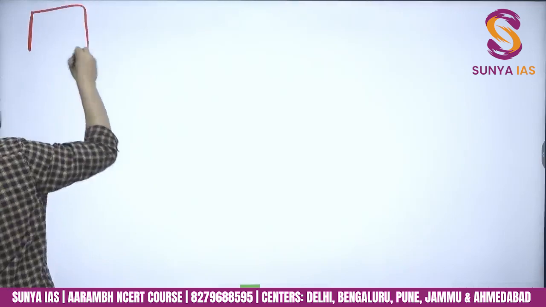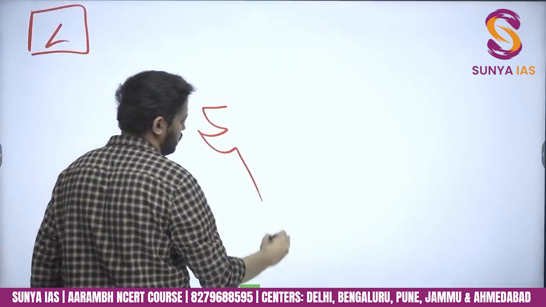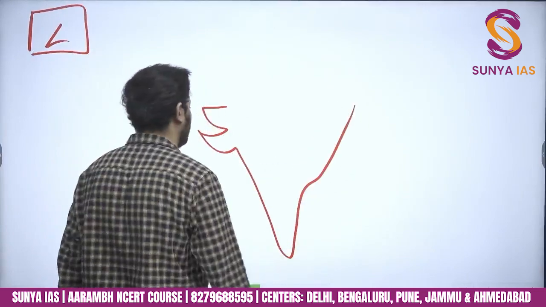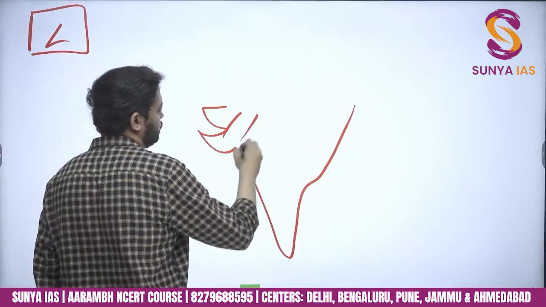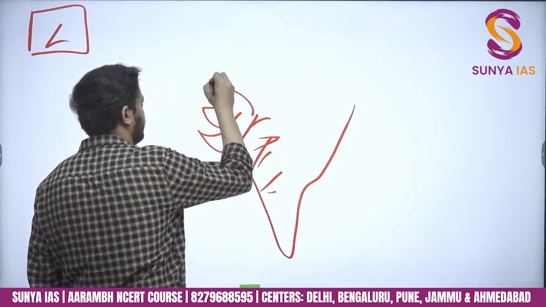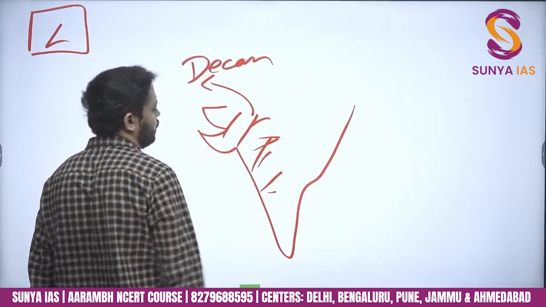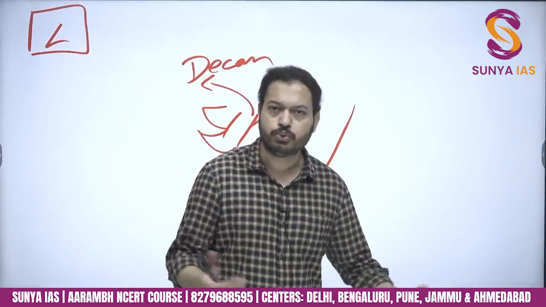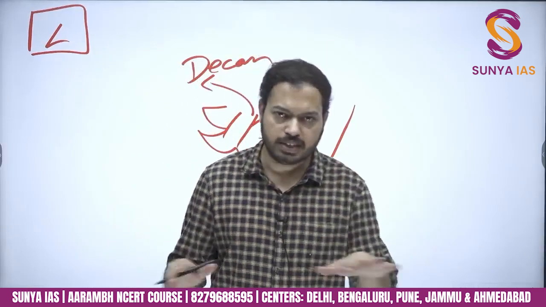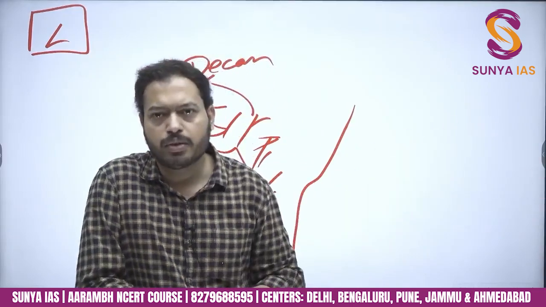This is your London, and over here is your India. This region is called Deccan, and this is the region where all the cotton usually is produced. After 1818, this region landed in the hands of the Britishers after the Third Anglo-Maratha War.